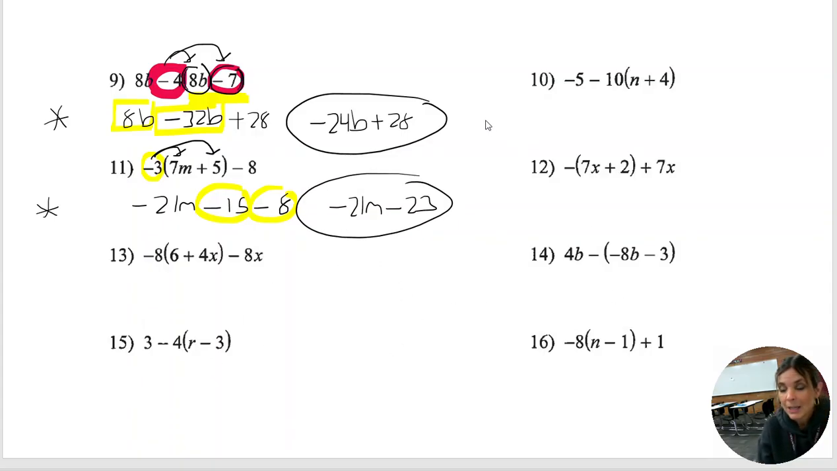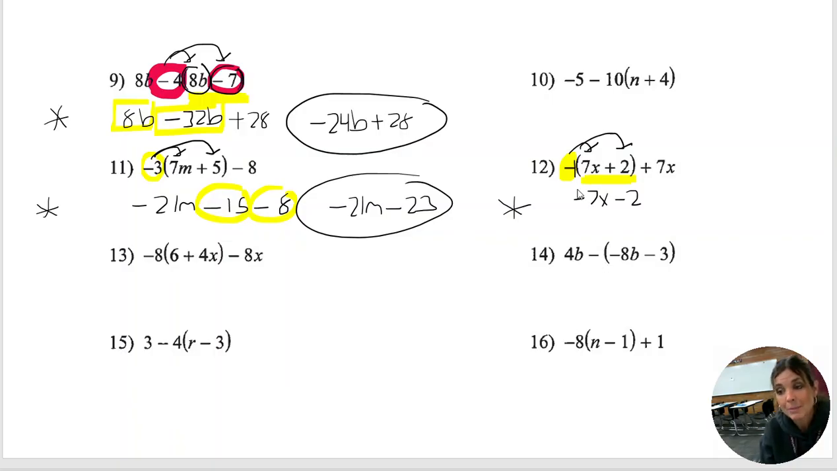Okay. Now, one of the things that's really confusing for students is when it's not a number that's right next to the parenthesis, but when it's a subtraction sign. So notice on number 12, when I look at my parenthesis, the thing that is right next to my parenthesis is this negative sign. So that negative sign has to be distributed to both of the terms inside the parenthesis. And the thing that that does is it's just like distributing a negative 1. So it changes the signs of both of the terms inside the parenthesis to their opposite.